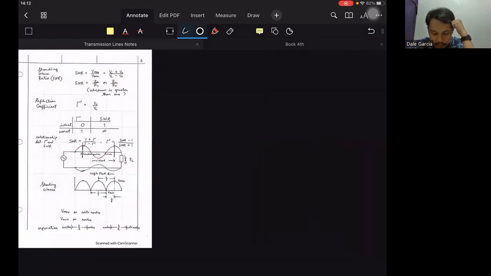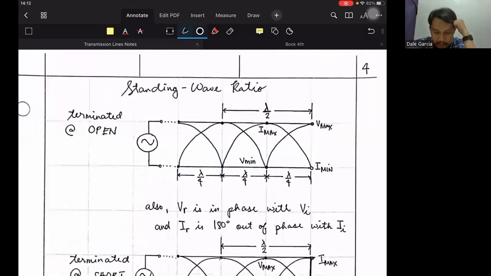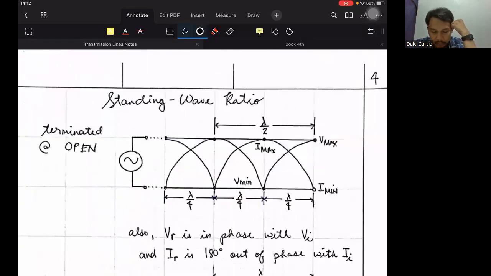Standing wave ratio. So I think we mentioned that earlier. These are standing waves. So this illustration in front of us is no longer the reflected waves and incident waves. They are standing waves already. So for the voltage, let's just color it violet.